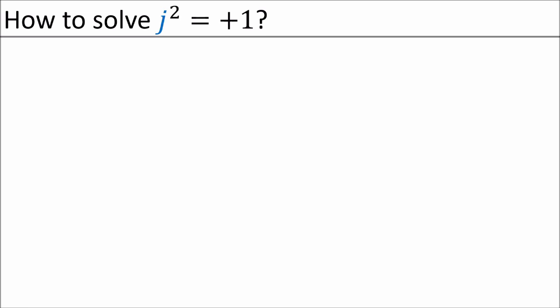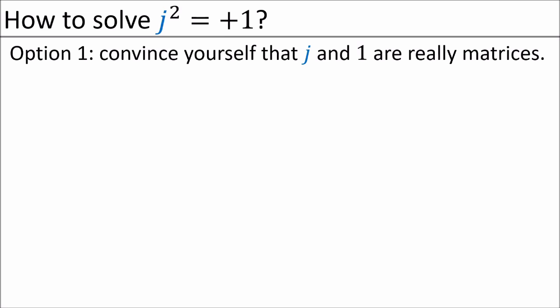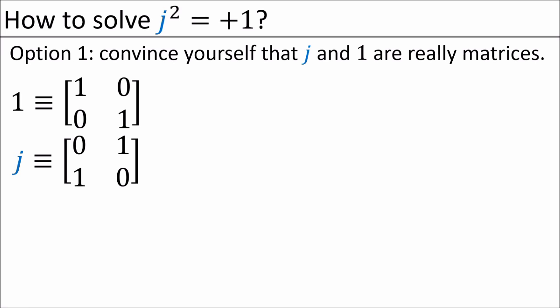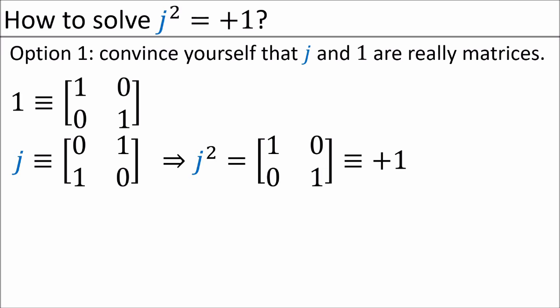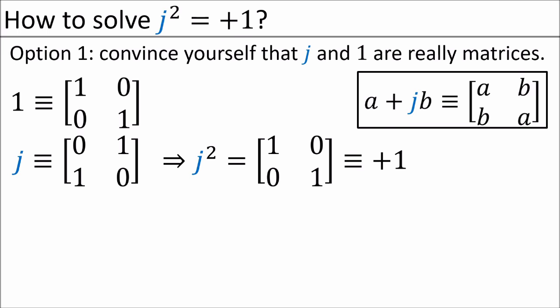Here's another example of a Clifford algebra. Let's say that we have a symbol J which squares to +1. Again, we can interpret this as a matrix problem, saying 1 is the identity matrix, and J is a matrix like this that squares to the identity. So the expression A plus JB would correspond to this matrix here.